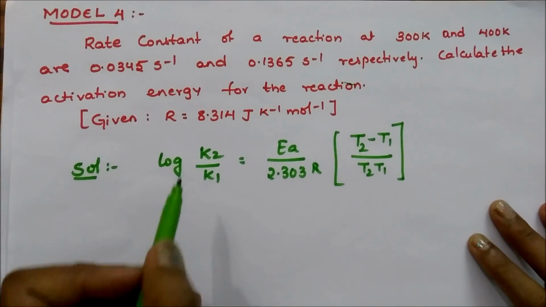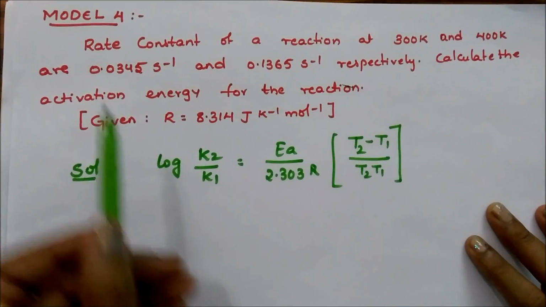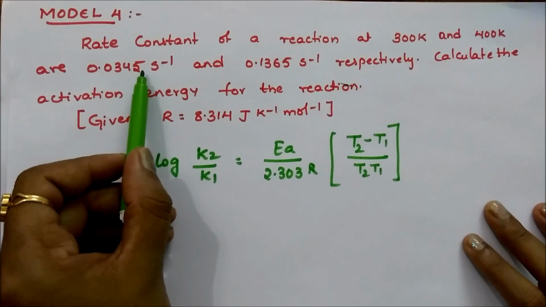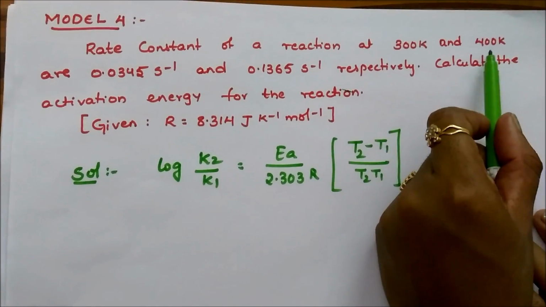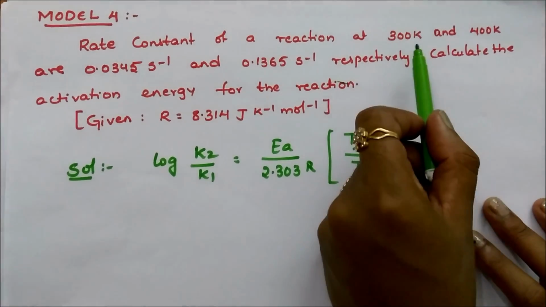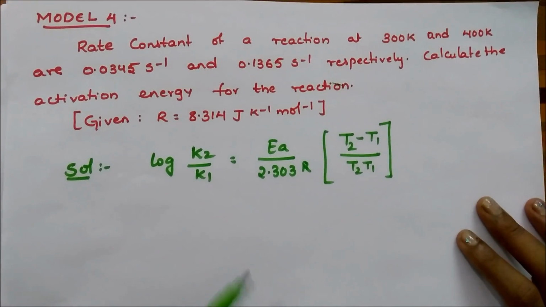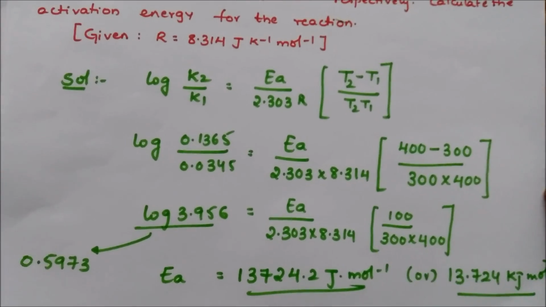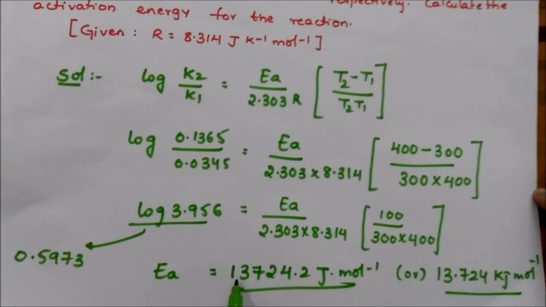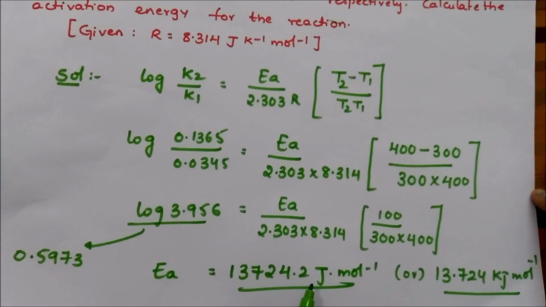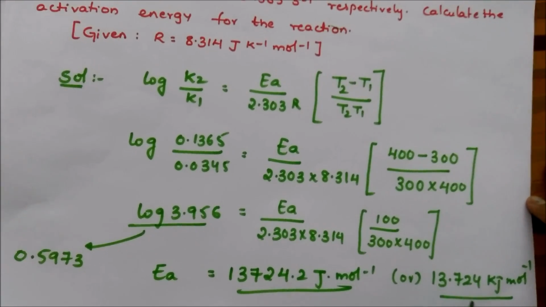This is the formula. K2 is given as 0.1365. K1 is given as 0.0345. R is given in the question. T2 is given as 400 K and T1 is 300 K. Substitute all the given data and find Ea. After substituting the given data, we get the activation energy as 13724.2 joule per mole, or 13.724 kilojoule per mole.